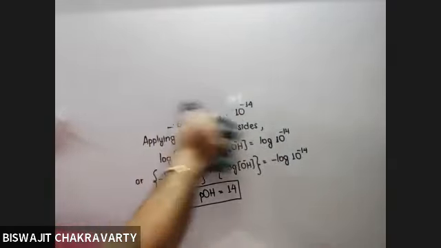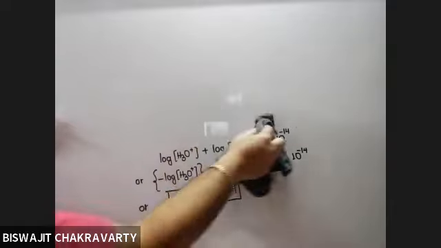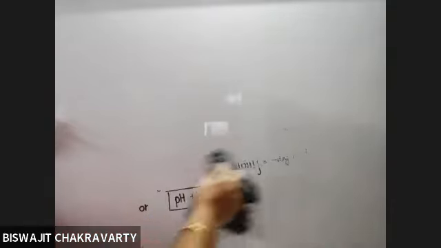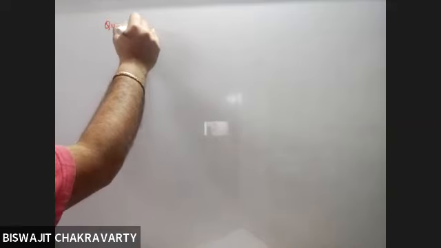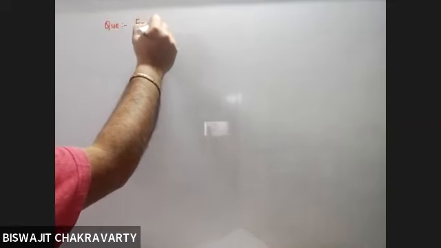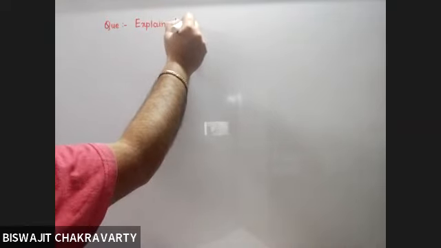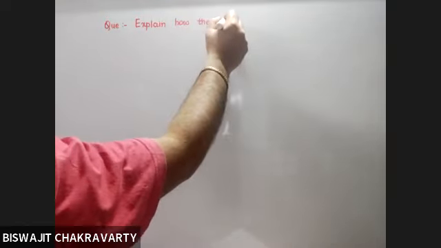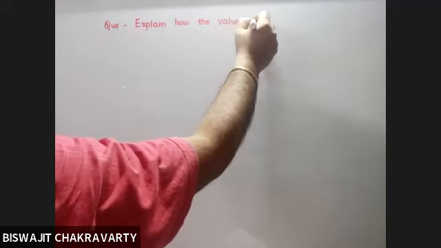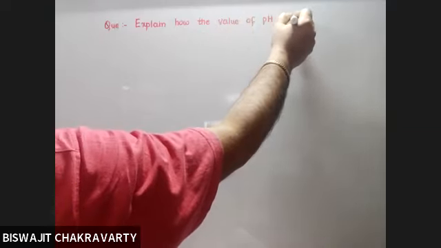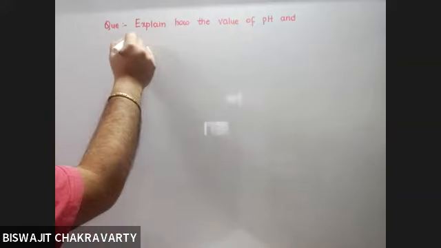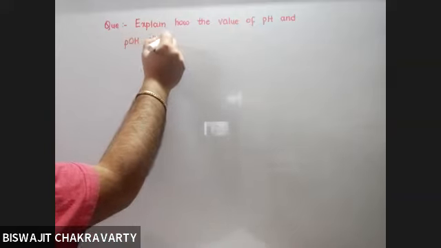pH plus pOH is 14. But what if the temperature is increased? So that we need to understand on the basis of this question. Explain how the value of pH and pOH changes with temperature.